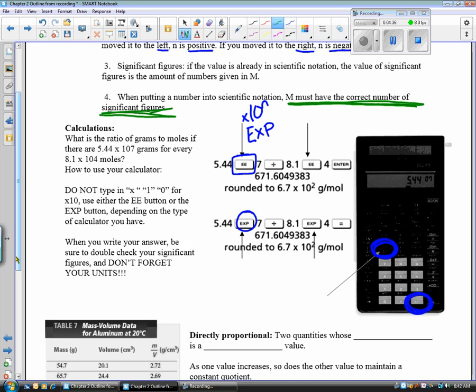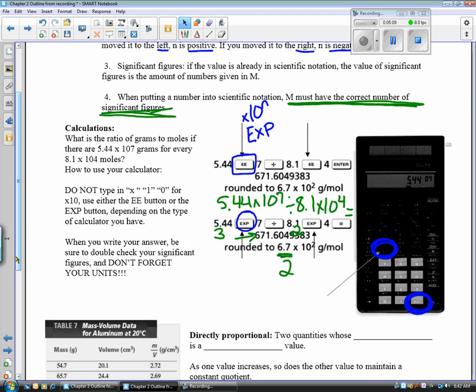So if I have 5.44, that's what this is, 5.44 times 10 to the 7th divided by 8.1 times 10 to the 4th equals. So they take you step by step as to exactly what you want to put in the calculator. Now this is the answer that comes out, and you can get it to come out in scientific notation, but you can also round it. You'll notice I have 3 significant figures here and 2 significant figures here. So my answer can only have 2 significant figures.